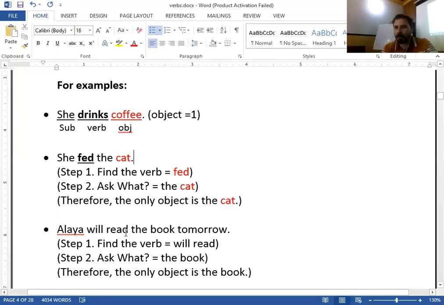Alaya will read the book tomorrow. What will she do? She will read. What is read here? It's a verb. She will read what? Book. What is book in this case? It's an object. The object is a book. So it means read is called a monotransitive verb. So whenever a word takes one object, we call it a monotransitive verb.